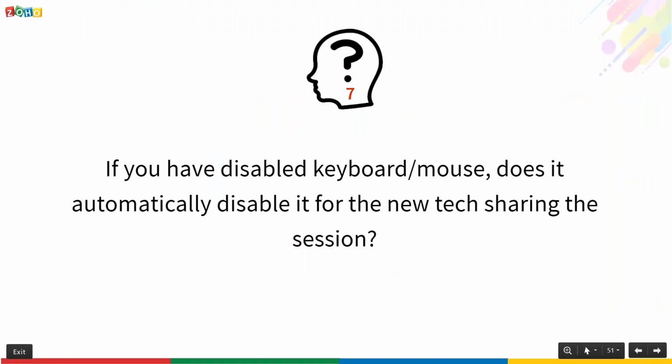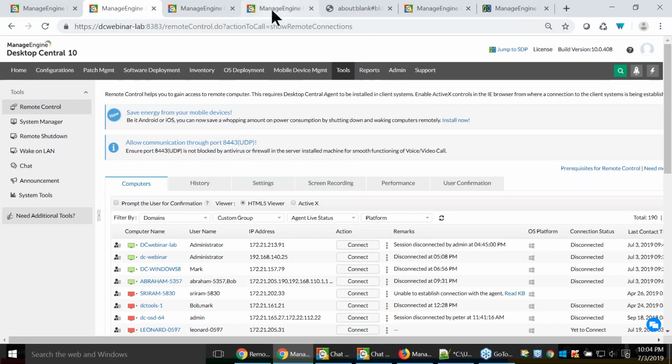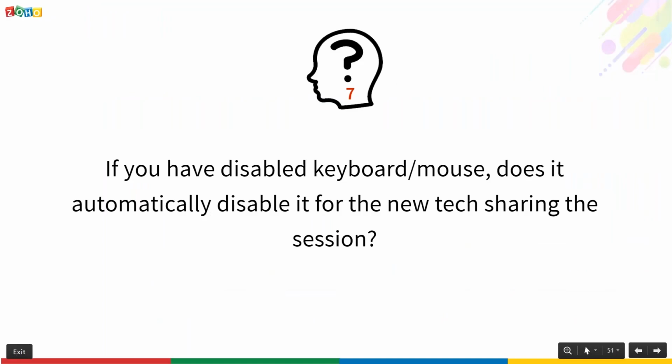All right. If you have disabled keyboard and mouse, does it automatically disable it for the new technician sharing the session? Right, of course, yes. The new technician who joins the existing session will only have view only mode, as we saw before. So the new technician has to request active mode from this tools section to take control over the session. Only one active user will be available on that remote session.